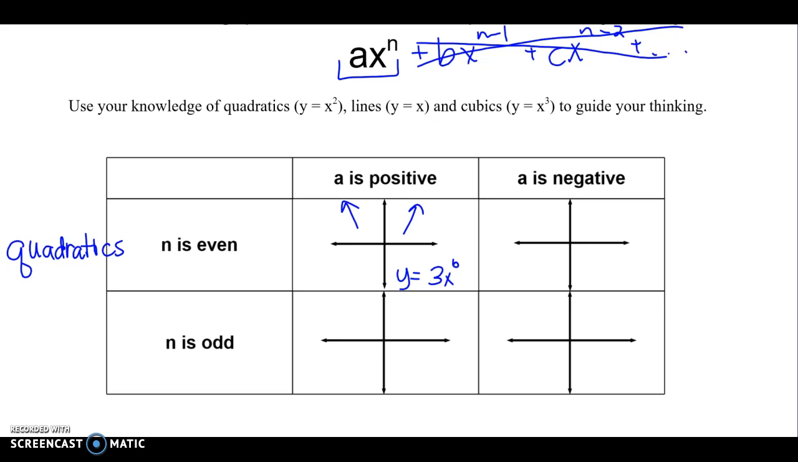If our coefficient is negative, it's going to flip it. You kind of saw in your Desmos activity that when you put a negative in front, it just reflected it over your x-axis. So again, put a little example out front.